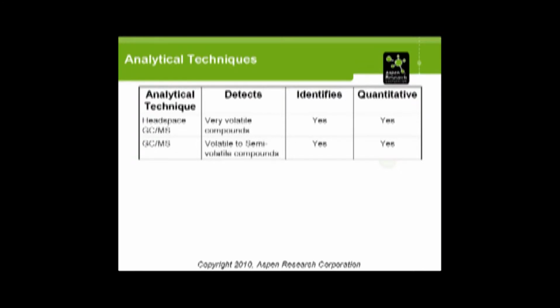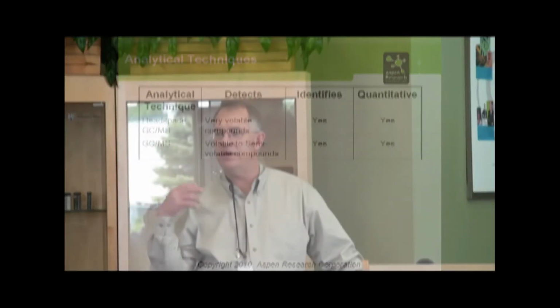Another one is just gas chromatography with mass spectrometry, and in this case, you probably solvent exchange or volume reduce that solvent, inject it into a gas chromatograph, and detect it using mass spectrometry. So again, with the mass spectral capability, you have an opportunity to identify what the structure is of the compound, and again, it's quantitative.